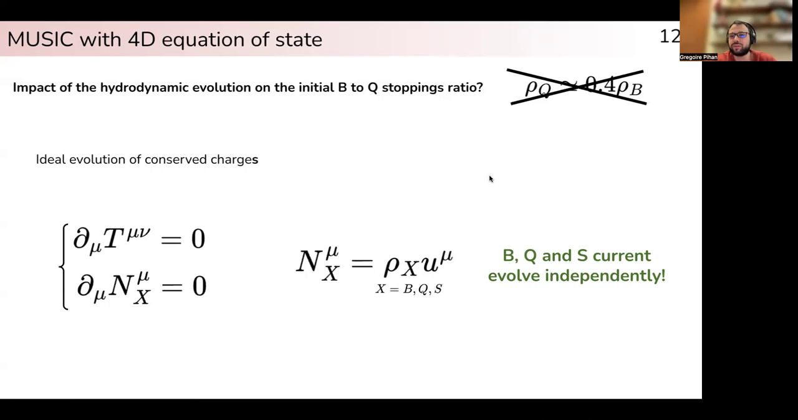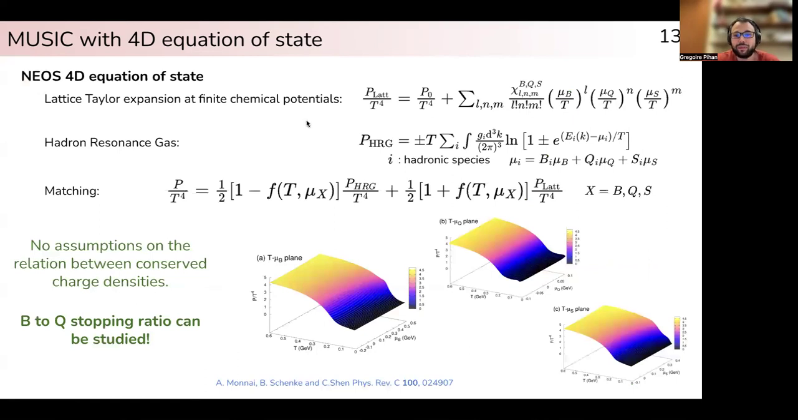And then we remove this constraint and we can see what happens at the initial stage, if this stays at the final stage or if the hydro has a large impact on it. And in line with this, now that we have 3 conserved charges, energy and momentum in our hydrodynamic, we needed a 4D equation of state that can be calculated for any particular situation of B, Q, and S.